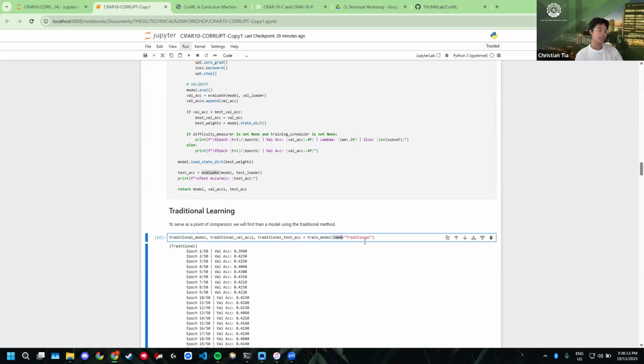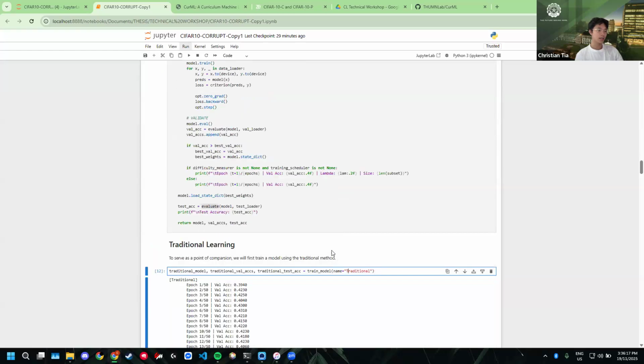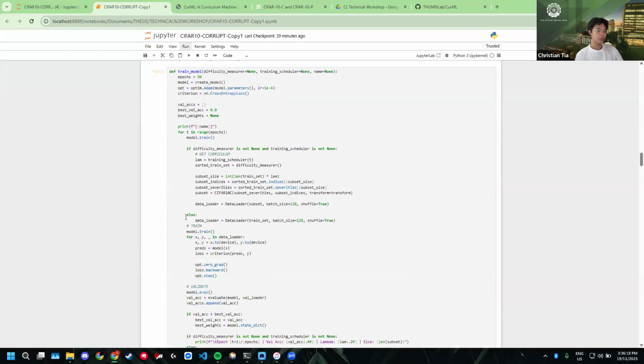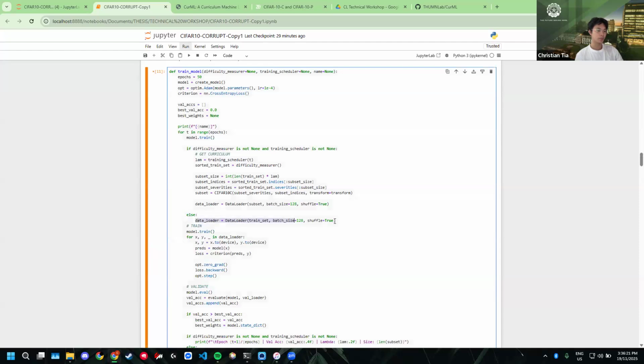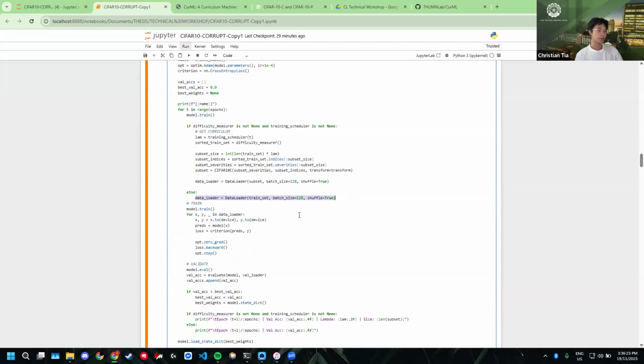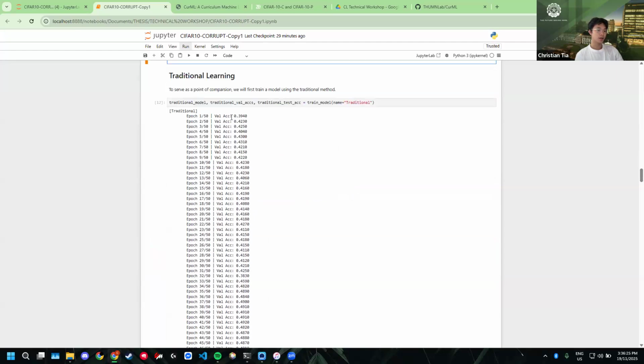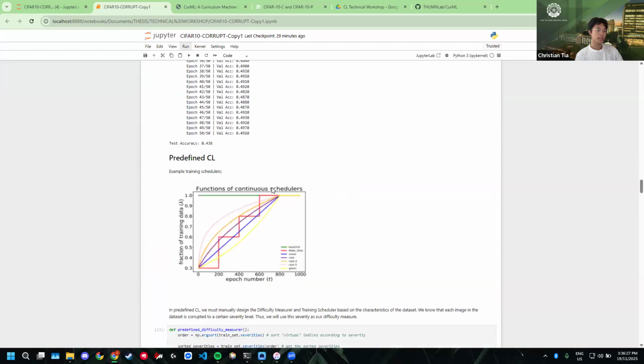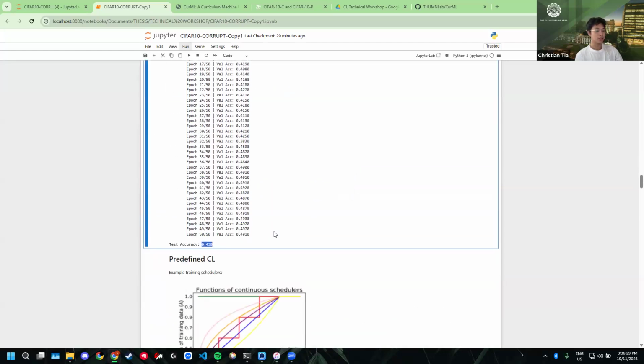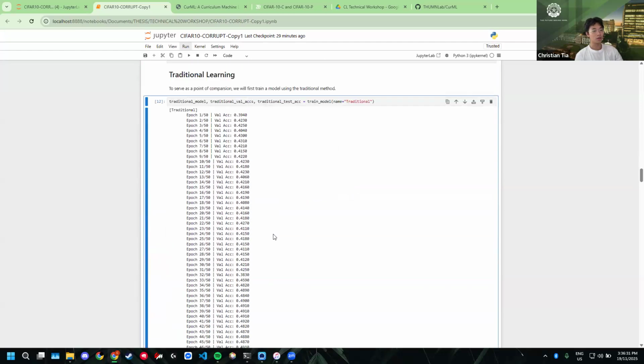So we're not specifying any of those here, and since we don't specify any of that, we'll just go to this else statement, which will just load up the entire training set. So no curriculum here. So yeah, perform 50 epochs, and then we find that the test accuracy is 0.38. So it's actually quite low.